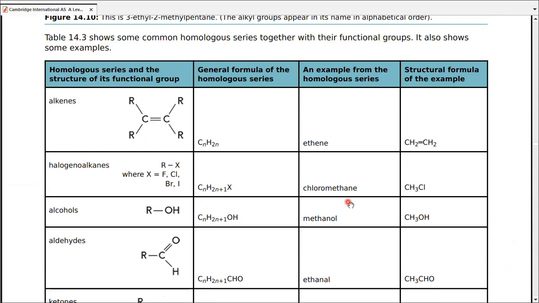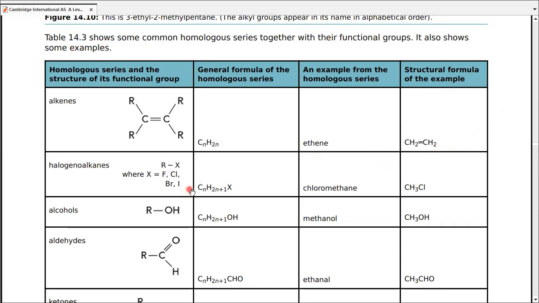Okay, so you're already familiar with alkanes. Let's talk about alkenes. Alkenes have at least a double bond, CnH2n, for example ethene, CH2=CH2. The second column represents the general formula, the third column an example, and the fourth the structural formula of the same example from the third column.